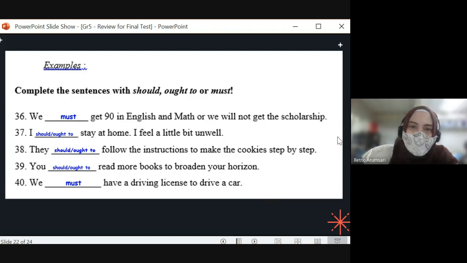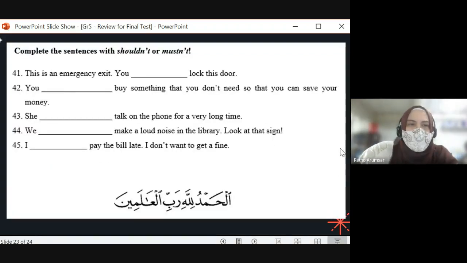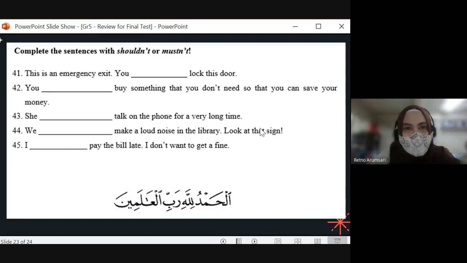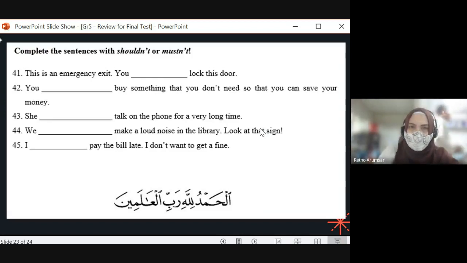Okay, next, shouldn't or mustn't. Number 41 is about an emergency exit. Can you lock the door of an emergency exit? No, you cannot lock the door because it's an emergency exit, right? What if there is an emergency then the door is locked? We die. So what's the answer for this? Mustn't. Yes.